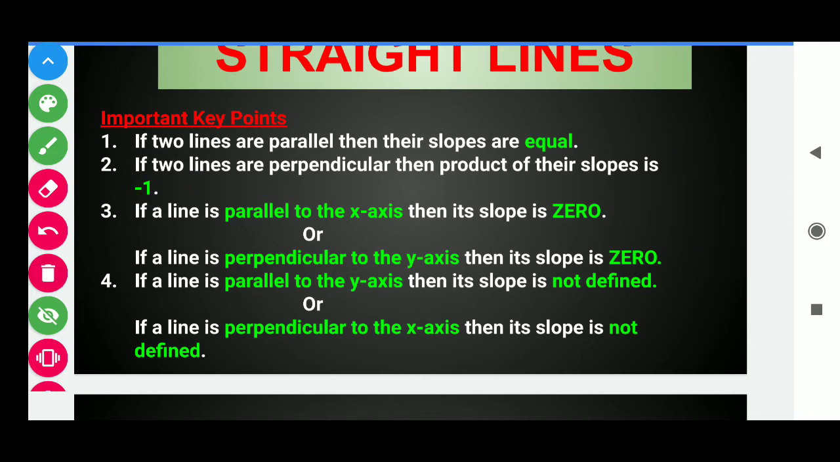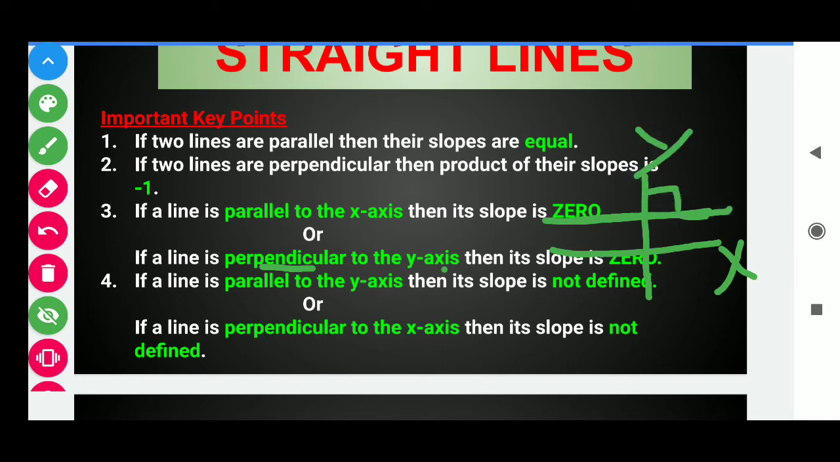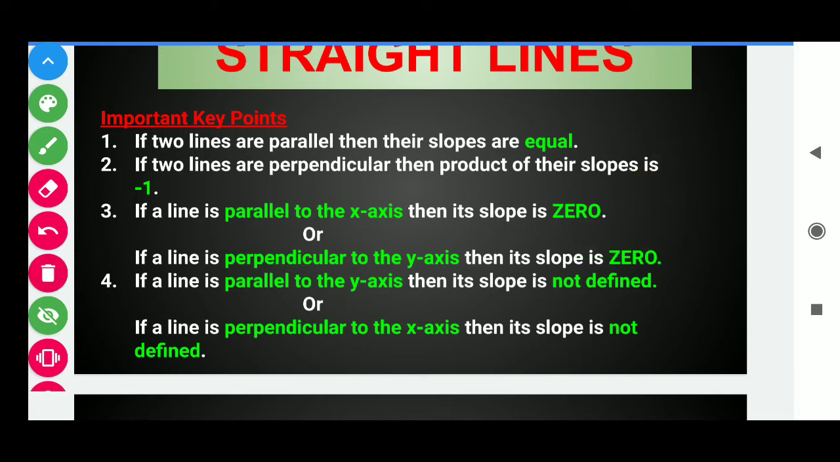Third, if a line is parallel to the x-axis, then its slope is 0. Suppose, students, we make a line that is parallel to the x-axis, then its slope is 0. We can also write this as: if a line is perpendicular to the y-axis, because a line parallel to the x-axis is also perpendicular to the y-axis, then its slope is 0.